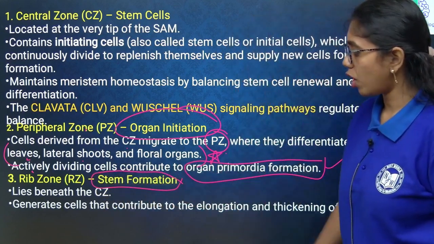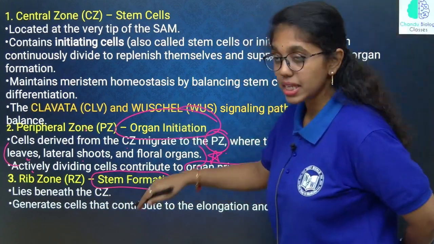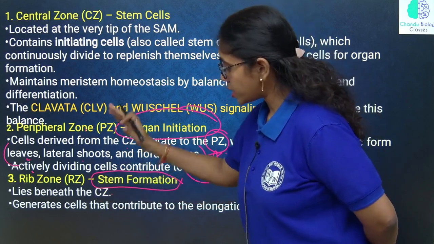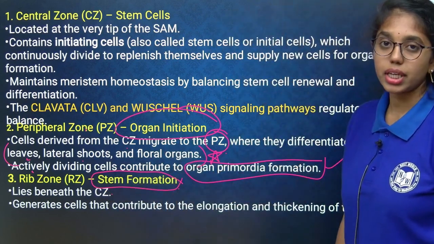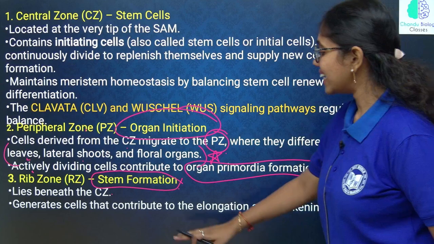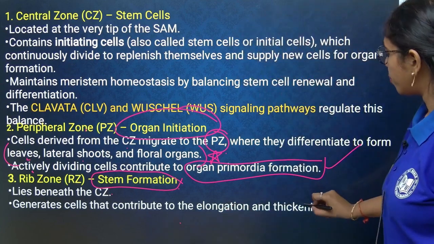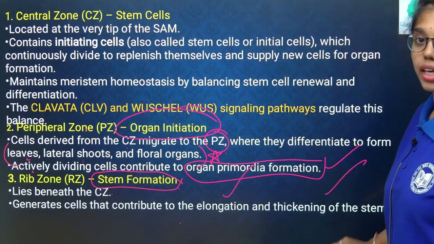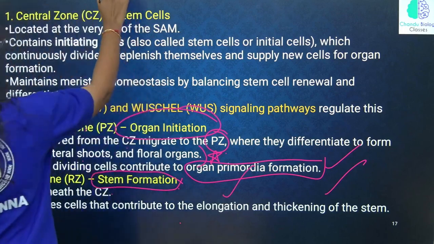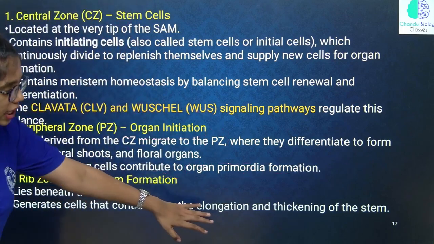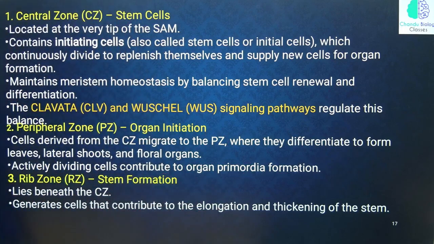The rib zone is mainly involved in stem formation, and it lies beneath the central zone. It generates cells that contribute to the elongation and thickening of the stem.